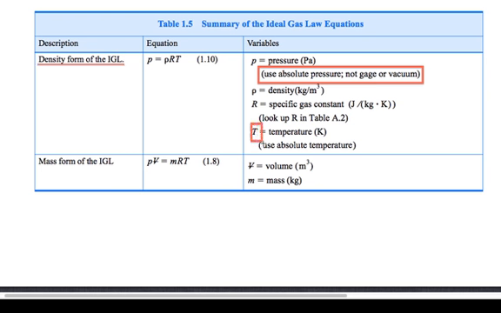Similarly, on temperature, use absolute temperature. You have to use Kelvin, not Celsius. In traditional units, you have to use Rankine, not Fahrenheit. Okay, on the gas constant, remember you're using the specific gas constant, and you can look this up in table A2 at the end of the book.